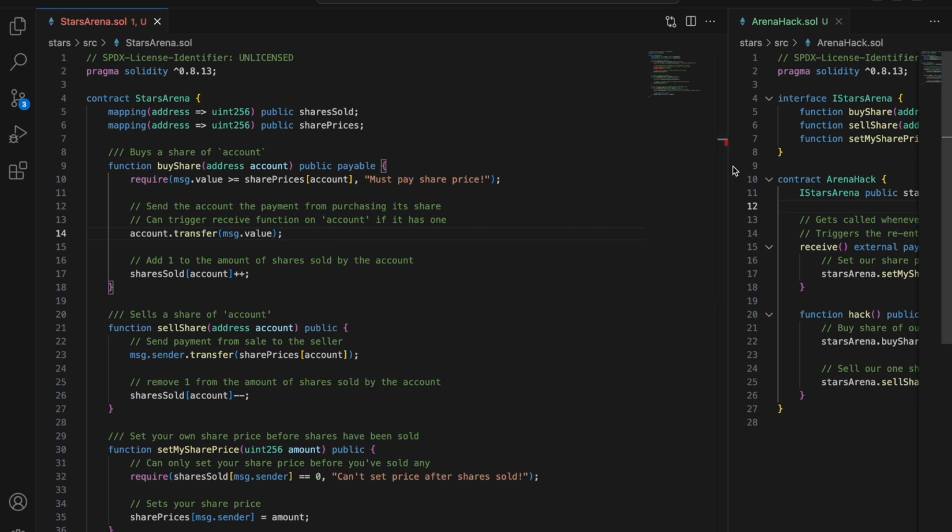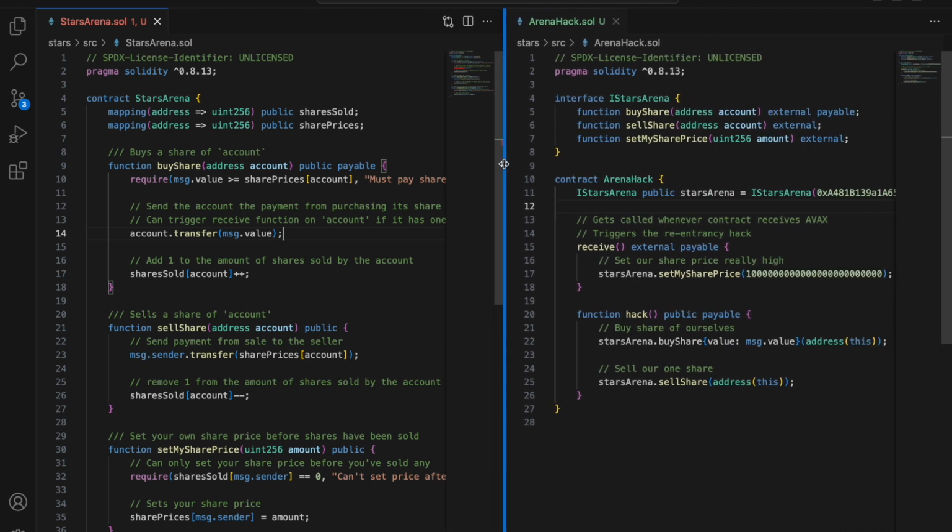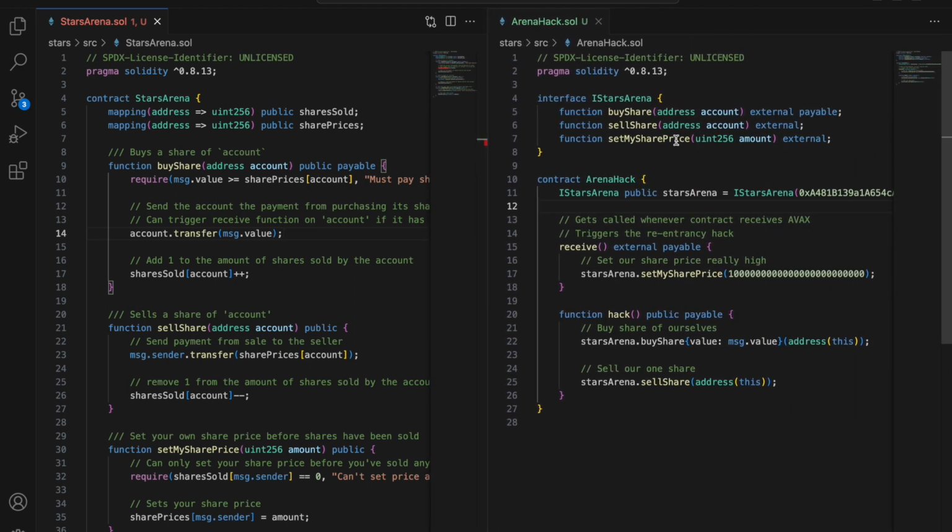So if we look on the right side, I wrote up this Arena hack contract. And yes, to hack it, you have to deploy your own smart contract, basically. And we can see here, we have this receive function, which will get triggered whenever we receive money. And so we're saying when we receive money, we want to set our share price really high. And this is actually the part that causes the hack to go through.